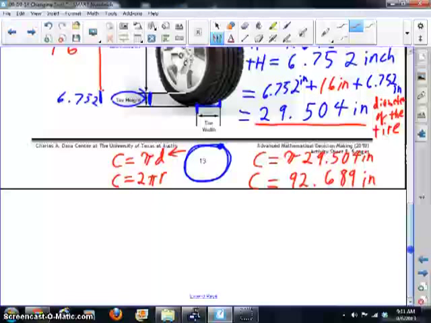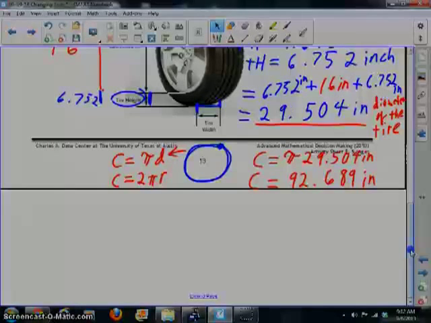Why is this important? Well, we are going to be using this in comparison with another tire. Say, for instance, you go to the store, you decide to get bigger tires, and you put them on your car. Well, how does that affect, number one, your performance, and number two, how the car drives and the speeds you actually go? So we'll take a look at that in class.